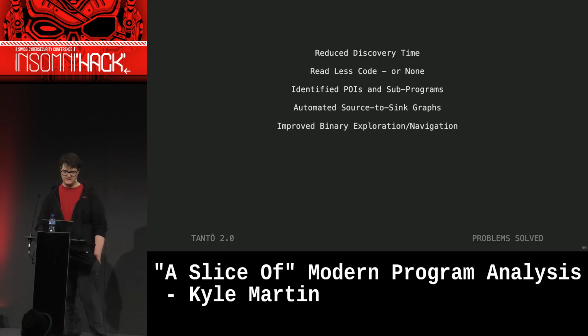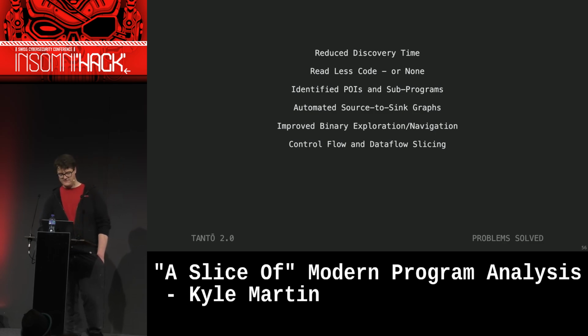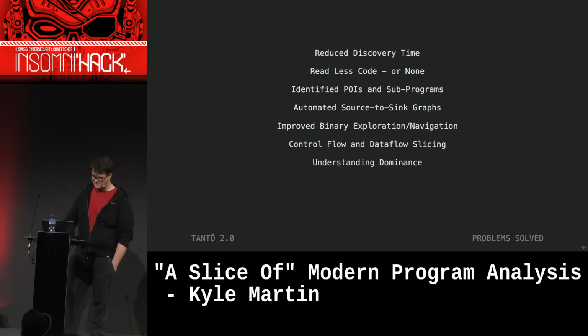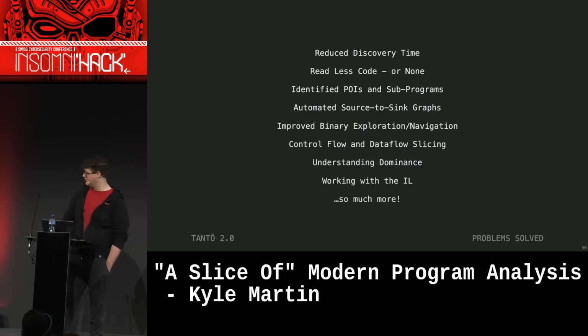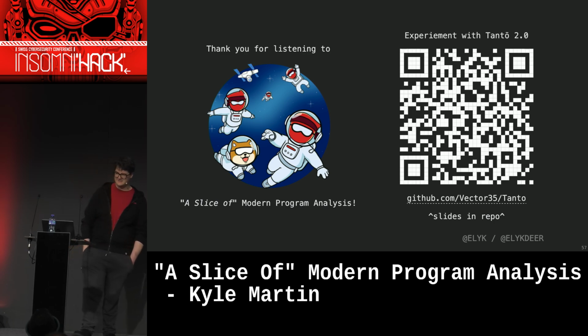We've automated source to sink based on call relationships. We've explored navigation and exploration with the butterfly graphs and scatter graphs. We actually have lots of control flow slicing and some data flow slicing. I tricked you guys into learning dominance and how to work with IRILs, so now you can do whatever you want. So thank you for listening to my talk, A Slice of Modern Program Analysis.